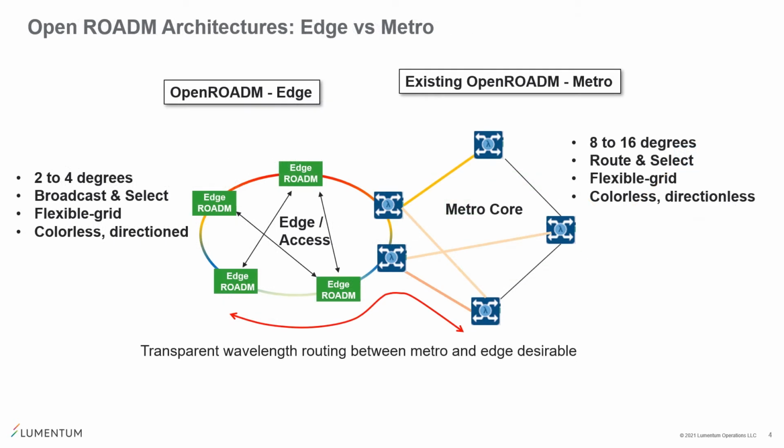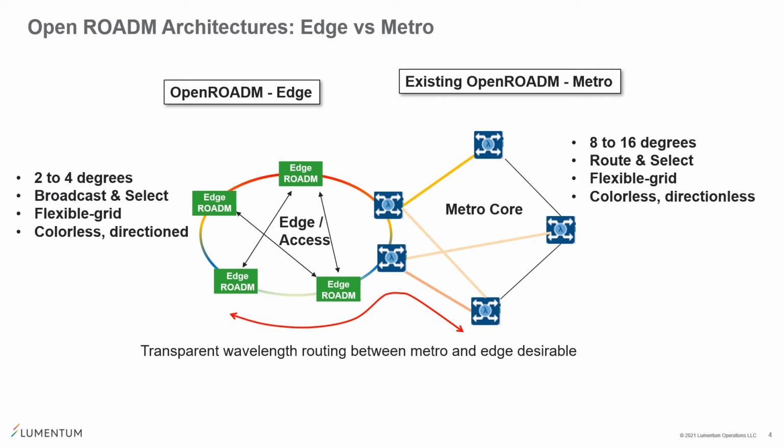Now let's look at, from an OpenROADM architecture perspective, the fundamental differences at the high level between what is a metro network and what is an edge network. Now, if you look at the definitions of a metro network, typically we expect it to have between 8 to 16 degrees at any given nodal site. The ROADM architecture is also going to be route and select, and it'll be a full flexible grid operation. And on the add-drop side, you're looking at either a CD or a CDC, that is colorless directionless, or colorless, directionless, and contentionless. But colorless and directionless is absolutely mandated.